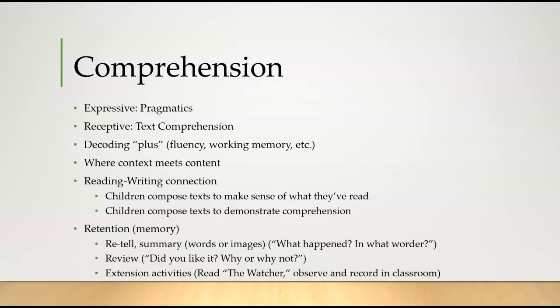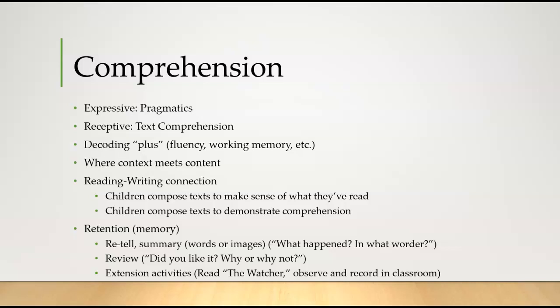Have the children do a retell on the spot. Okay, tell me what just happened in that book. Or have them compose a summary. And it doesn't have to be written with words necessarily. You don't have to wait for that skill in order to work on post-reading. It could be images. It could be oral. What happened in what order? And then this is a slightly more complex task, and it assumes that the summary was accurate. A review. Did you like the book we just read? Why or why not? This is an incredibly important critical thinking skill.